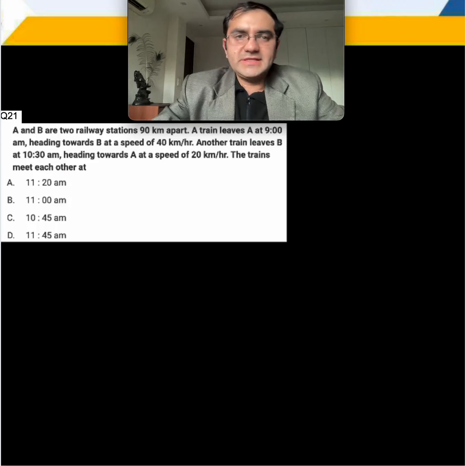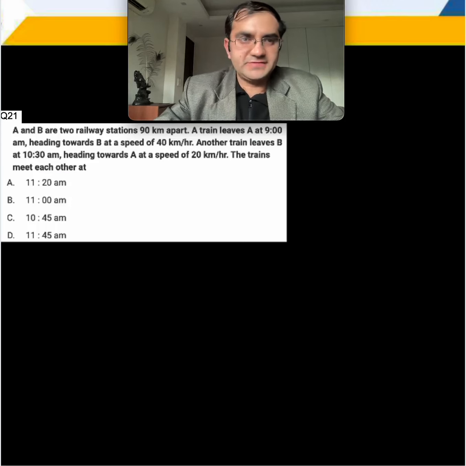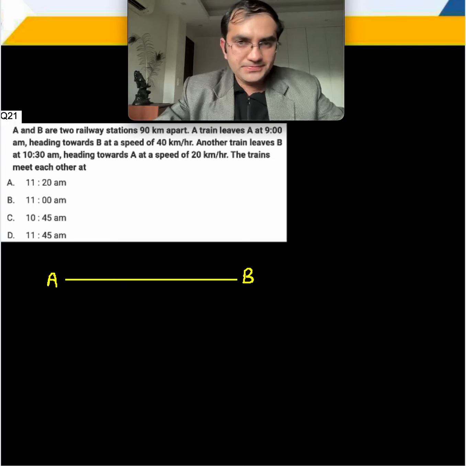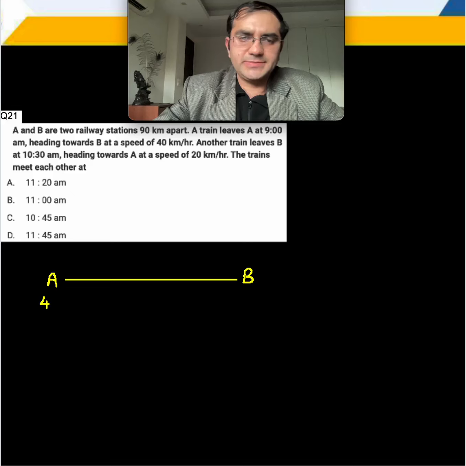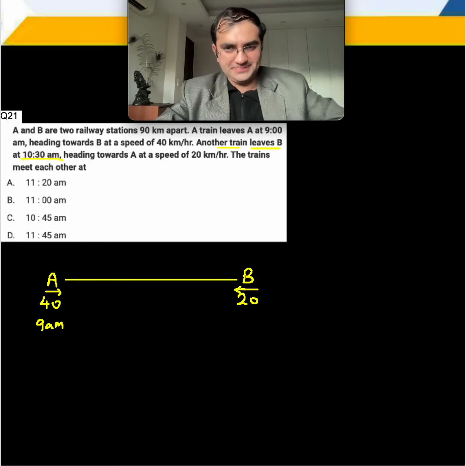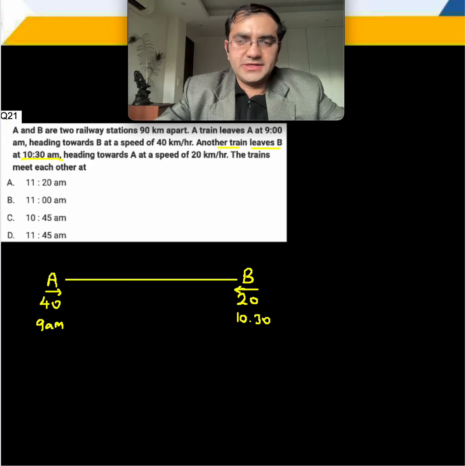Alright, this is a very simple question on TSD, a basic concept of relative speed. You have A and B railway stations which are 90 kilometers apart. A train leaves A at 9 a.m. heading towards B at a speed of 40. So let me draw speed of 40 at 9 a.m. Another train leaves B at 10:30, moving at a speed of 20.